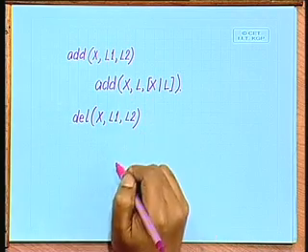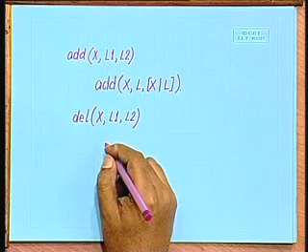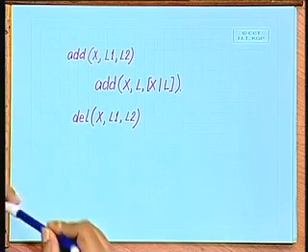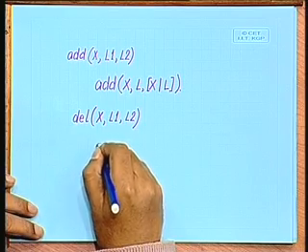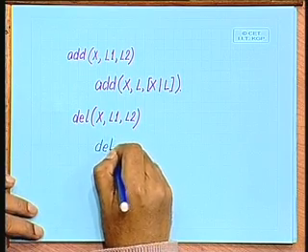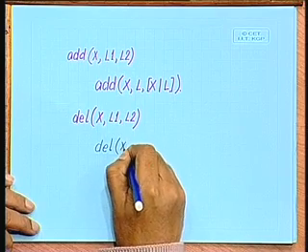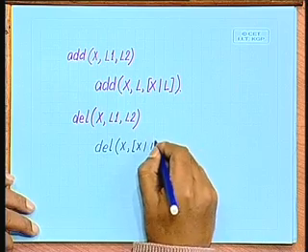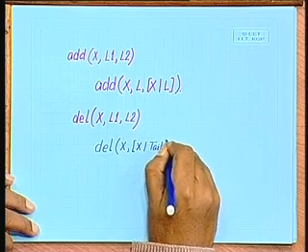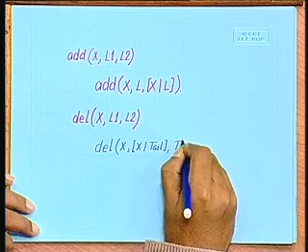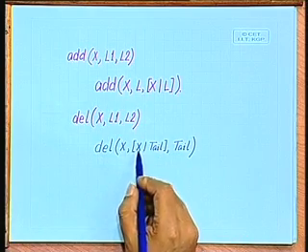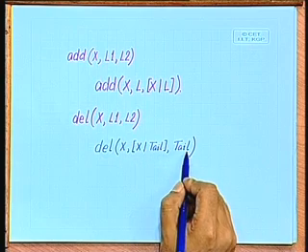So, again the termination condition will be what? When we find x, right. So, that is the termination condition. Let us first write down the termination condition. The predicate for the termination will be delete x, comma tail and tail. So, if x is the first element of the list, then after deletion we get tail.